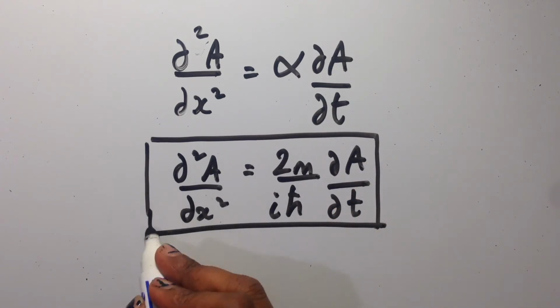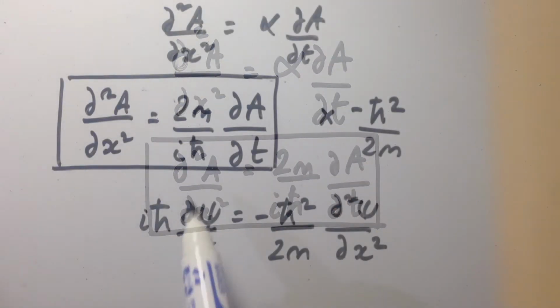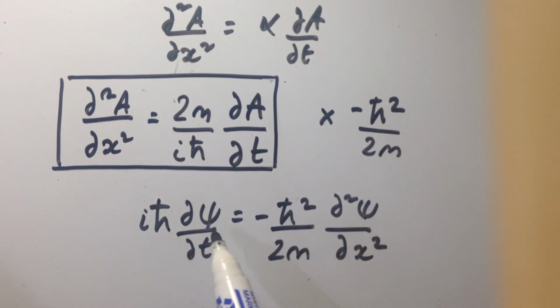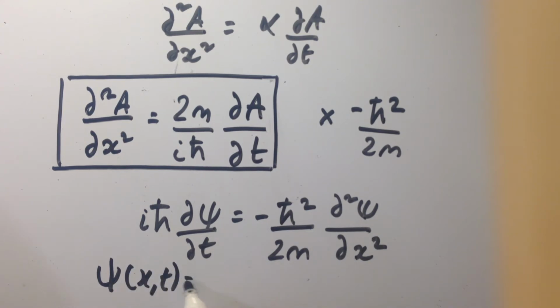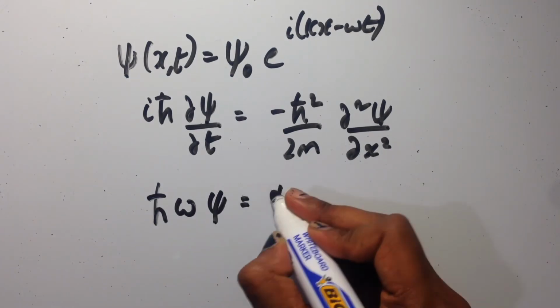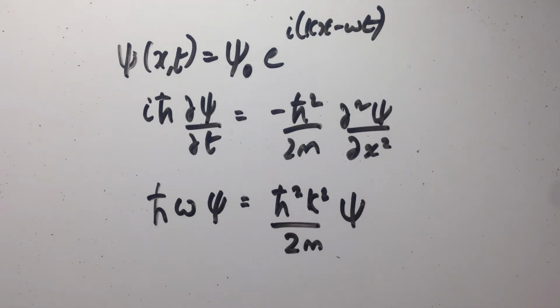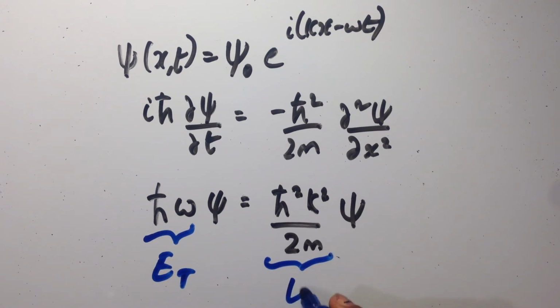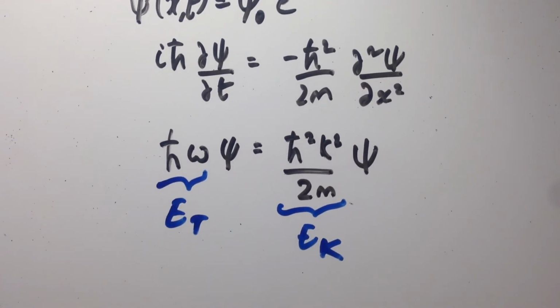We then plug in our alpha back into the equation we considered earlier. Multiplying both sides by minus h bar squared over 2m gives us Schrodinger's equation for a free particle, with psi being our solution to the equation, which is a wave function. Finding dpsi by dt and d squared psi by dx squared gives us this equation. H bar omega is the energy, which we will call E total, and h bar squared k squared over 2m is our kinetic energy, which means that this equation applies to a free particle with zero potential.